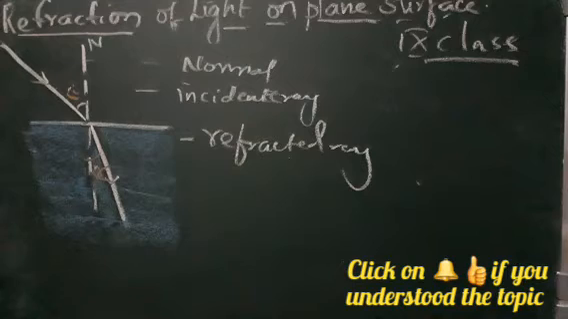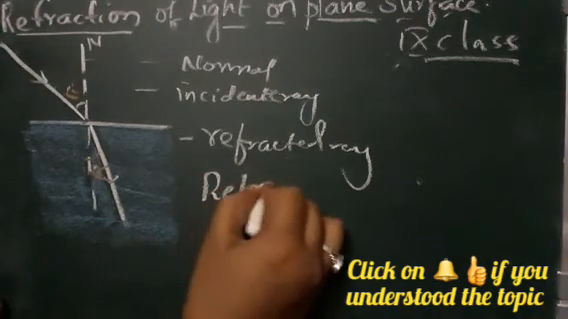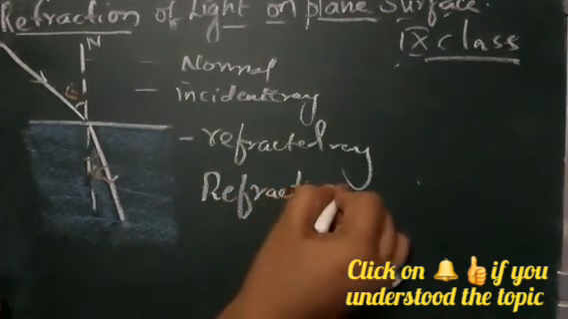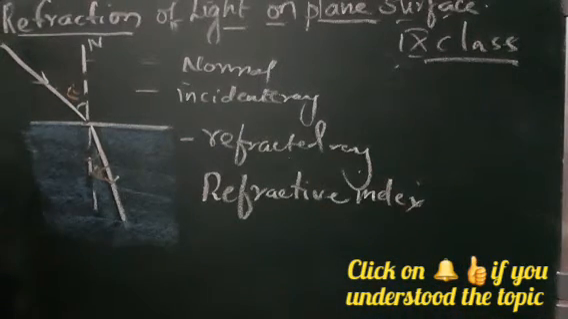And the extent of change in direction that takes place when a light ray propagates from one medium to another is expressed in the form of refractive index. How is it given? It is given as refractive index. Now, what is refractive index?